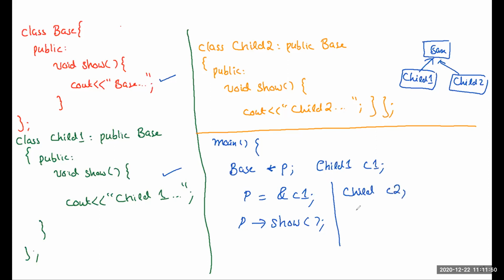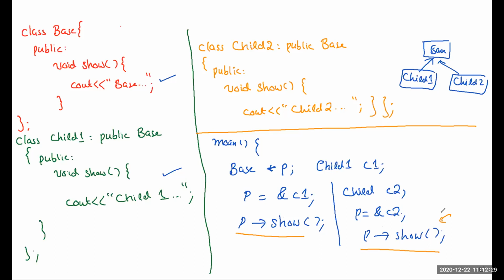And similarly, after this, you can also do something like child C2, and you can write P gets the address of C2, and then you write P arrow show. Okay. So now we have to focus on these statements, right? Let me just change the color. Now we are focusing on this and this. Now you see here, P is having the address of C1. C1 is an object of child 1. So when I write P arrow show, which function will it call? Will it call the function of the parent class or the child class? And the same discussion applies to this. Both are actually the same discussion.